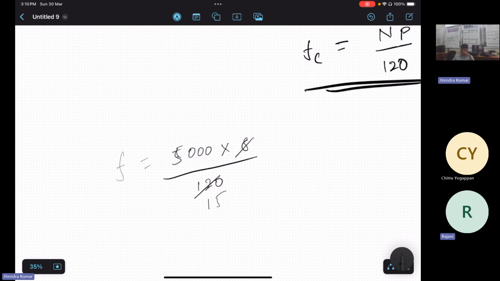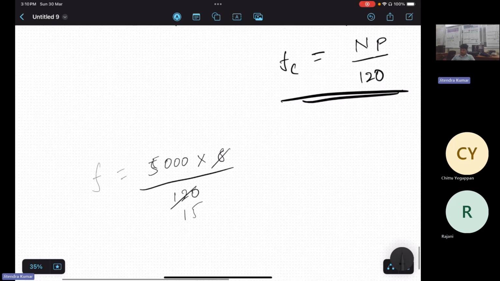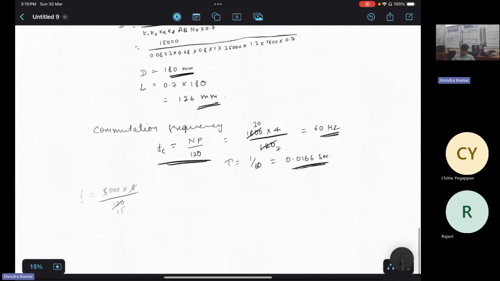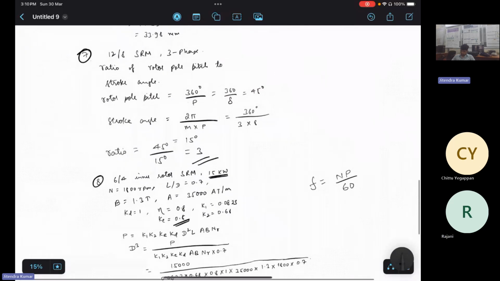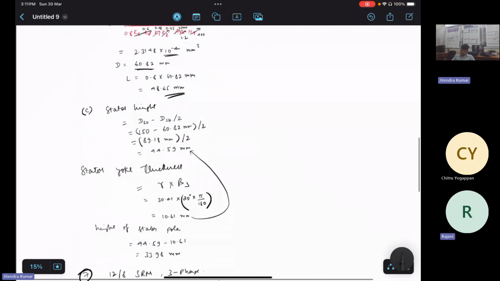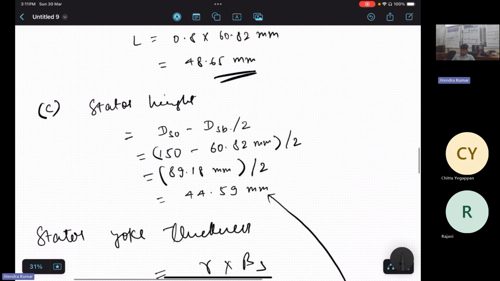Not only that question, sir, there is one more question. That one also, I don't know what is wrong in that. It's wrong only for me. Which one is the other question? Finding the stator pole height, sir. Yeah, we also solved that similar problem last time. We got stator pole height.